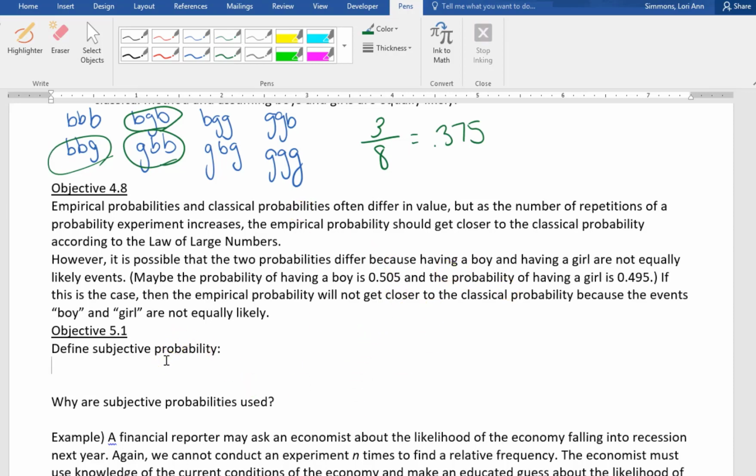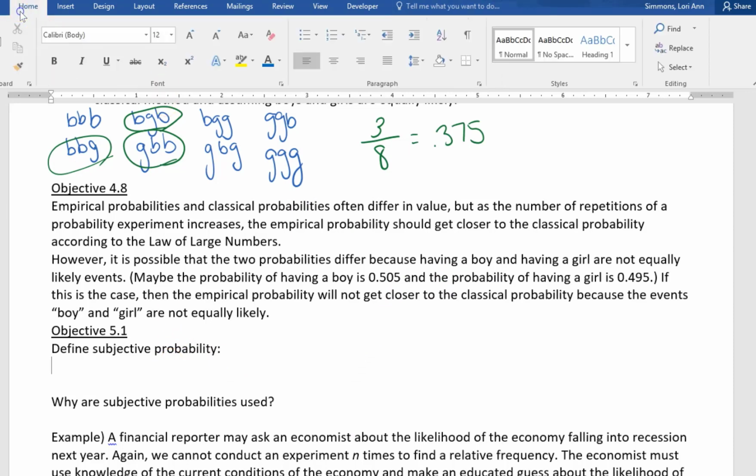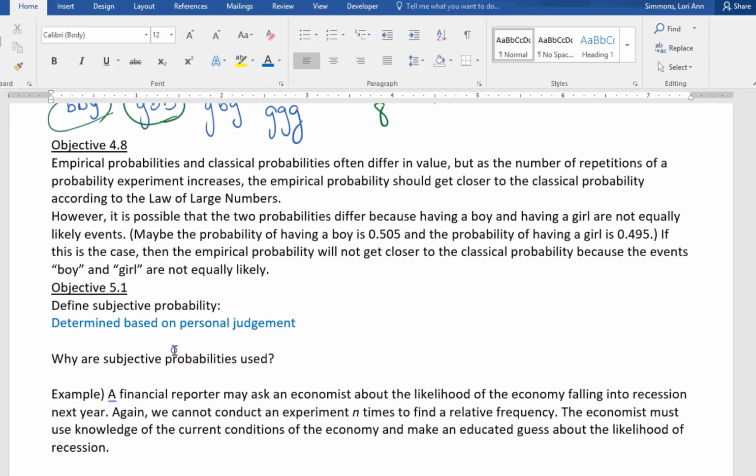So we covered empirical and classical probability. Now we will go on to the final third probability, which is subjective probability. This is determined based on personal judgment. So why are subjective probabilities used? Sometimes this is the only method of assigning likelihood of an outcome.